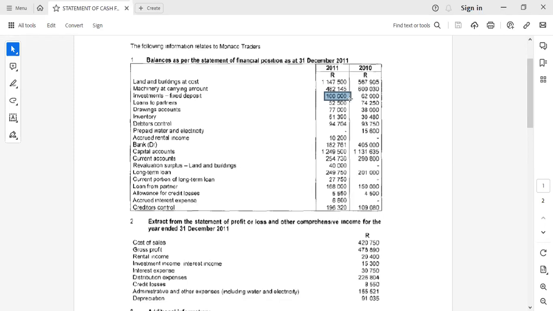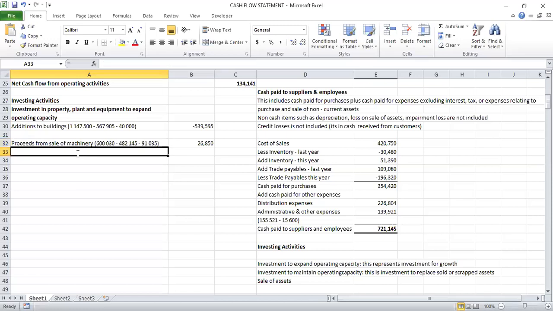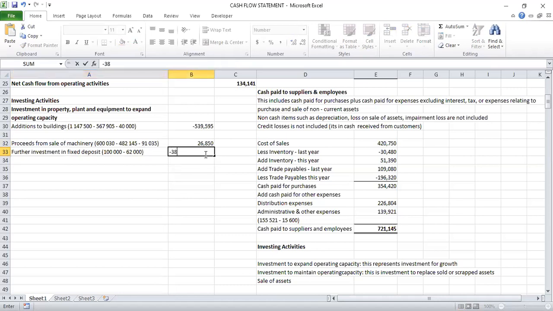But you should be very careful. You should also read the additional information because there might be interest. Right. So we don't have that interest. So we would say further investment in fixed deposits. Right. That is 100,000 minus 62,000. We get 38,000. When you put money in a fixed deposit, it means that you are paying money into that account. So it will be a negative.